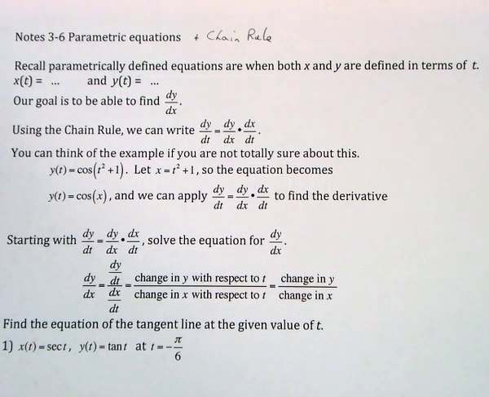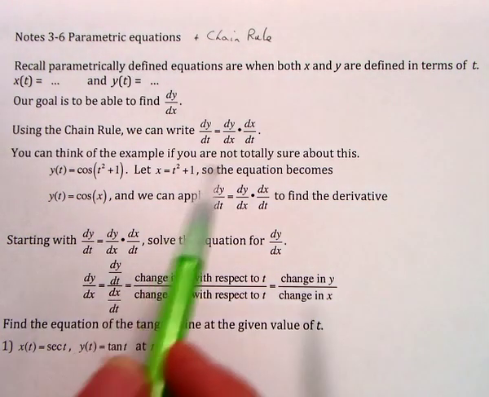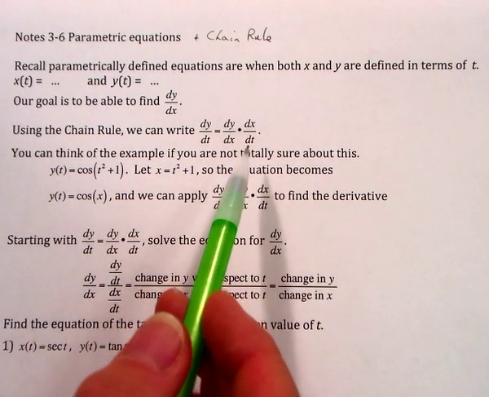All right, this video is trying to apply the chain rule to parametric equations. Recall when we're defining parametric equations, x is in terms of t, y is in terms of t, but our goal is to be able to find dy/dx, so we can find the equation of our tangent line. We're going to be using this chain rule. We can write dy/dt equals dy/dx times dx/dt.